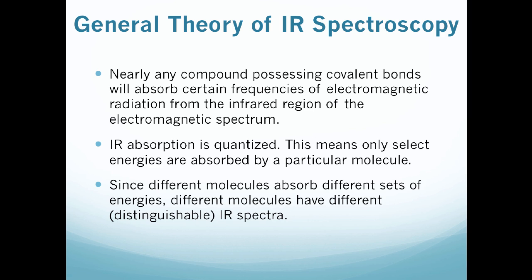So a couple things to consider. First, nearly all compounds that have covalent bonds are going to absorb energy at certain frequencies of the electromagnetic spectrum. And they're going to absorb frequencies in the infrared region. And this IR absorption is quantized. So that means only select energies are absorbed by a particular molecule. And since different molecules are going to absorb different sets of energies, different molecules then have different IR spectra.